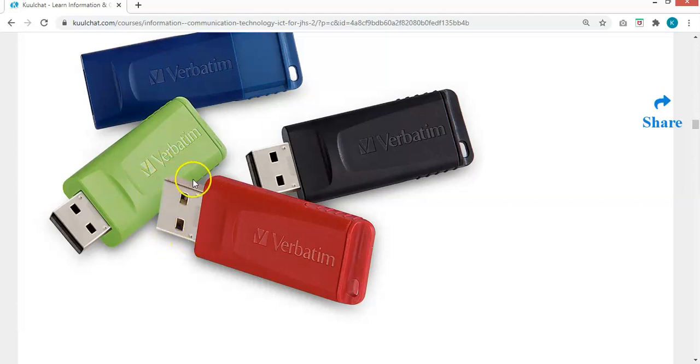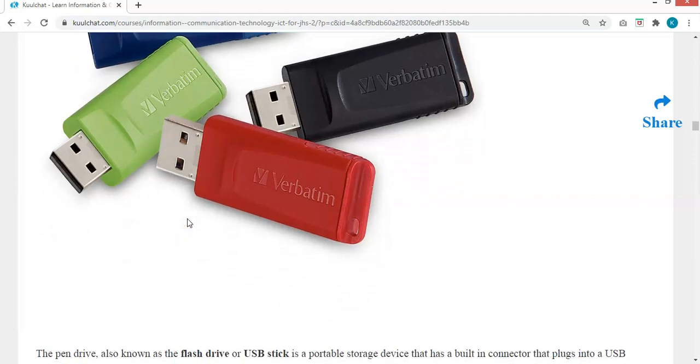We have the USB over here. This connects to the USB port of the computer. By the side of the computer, if you are using a laptop, you see a slot. That slot where you'll be inserting this pen drive is what we call the USB port. Okay, so you look for the USB port, you insert it into it, then you can store your information in it.